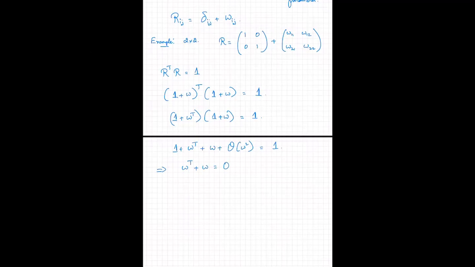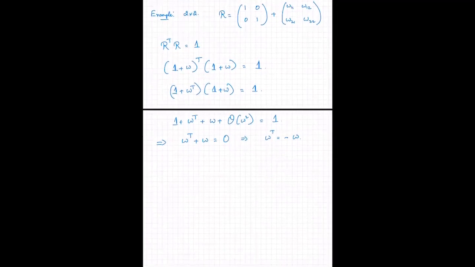What does this mean? This means the transpose of the omega matrix is minus the omega matrix itself. If the transpose of a matrix is the same as the matrix itself, we call this a symmetric matrix. If the transpose of a matrix is minus the matrix itself, then that matrix is called an antisymmetric matrix. So omega is an antisymmetric object. In other words, omega_ji equals minus omega_ij.